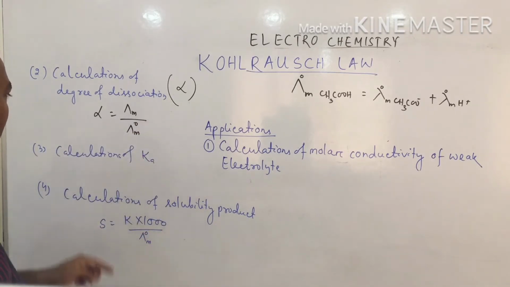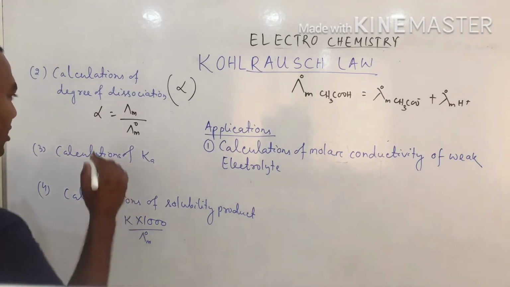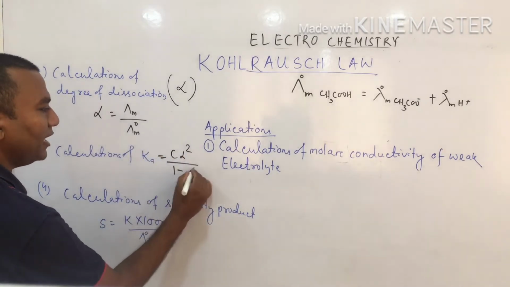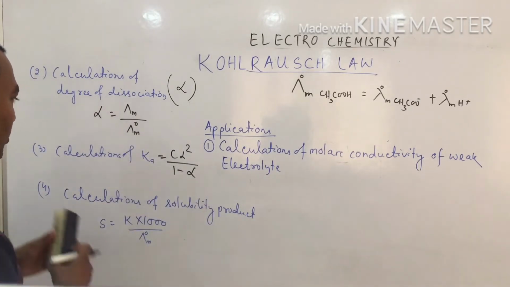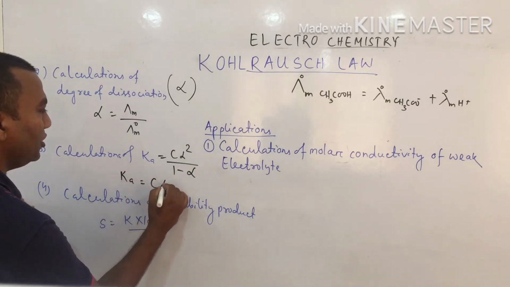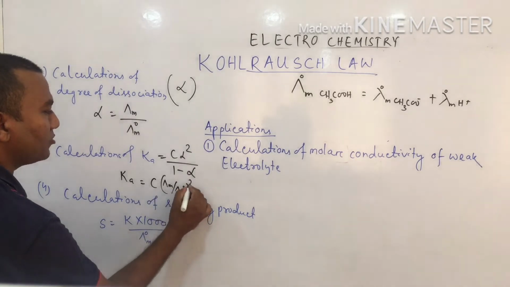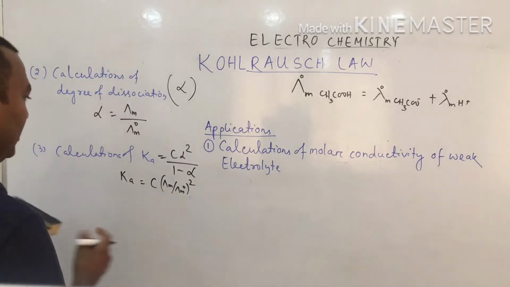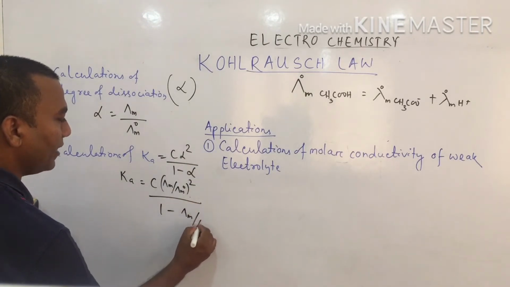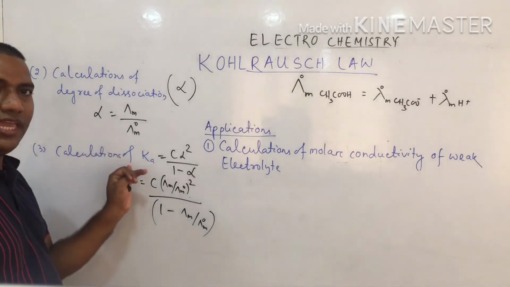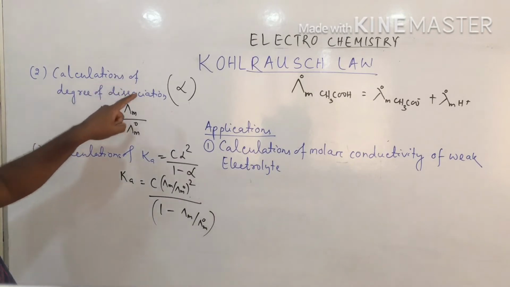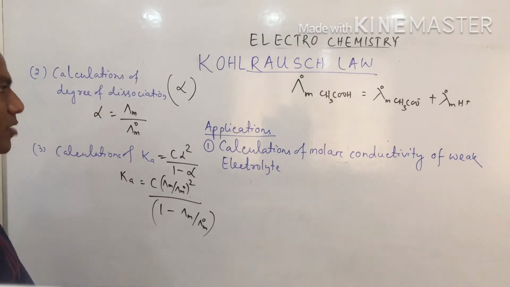Similarly, how can you calculate the dissociation constant Ka of a weak electrolyte acid? Ka equals, the formula we know, C alpha square divided by 1 minus alpha. Put this alpha value here. So Ka equals C into lambda m by lambda m naught whole square, divided by 1 minus lambda m by lambda m naught. The fourth application was solubility product, solubility. Third is calculation of Ka or dissociation constant. Second is calculation of alpha or degree of dissociation. Clear?